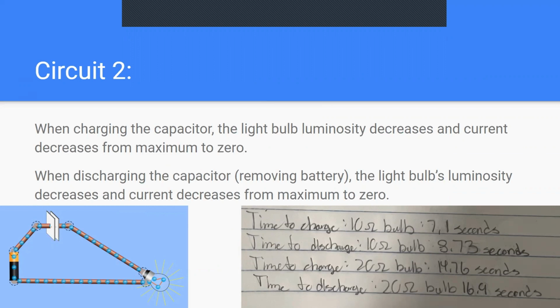In circuit 2, when charging the capacitor, the light bulb's luminosity decreases and current decreases from a maximum to 0. When discharging the capacitor after removing the battery, the light bulb's luminosity decreases and the current decreases from a maximum to 0.